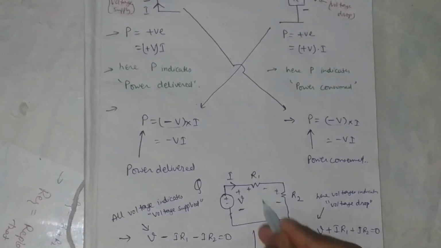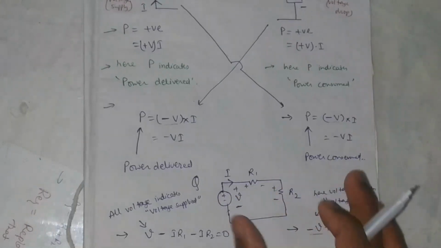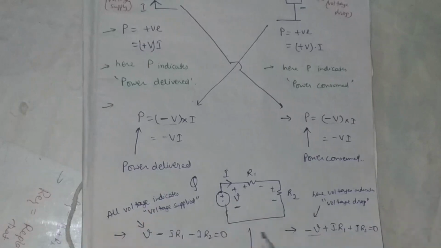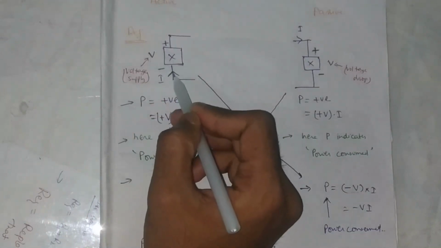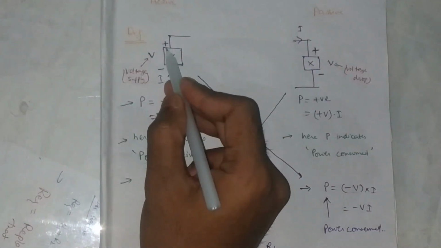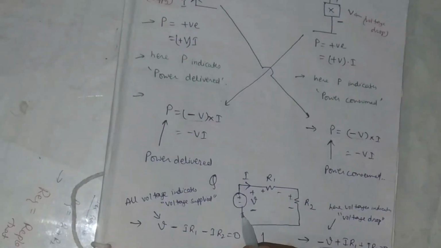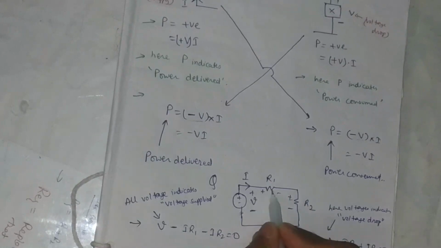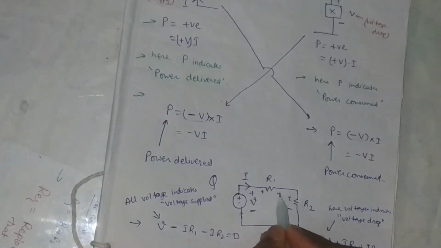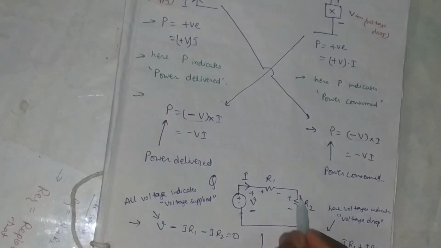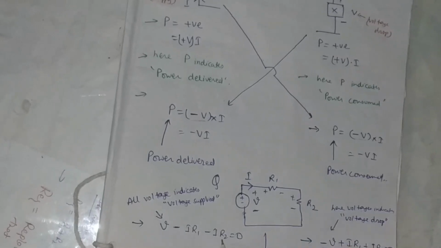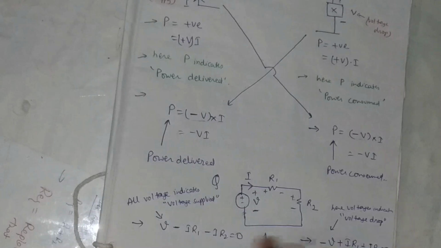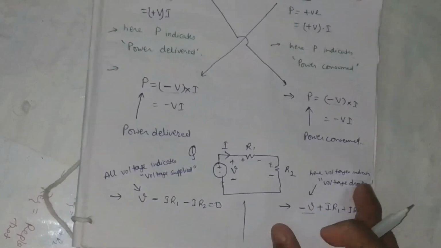The circuit will be the same, but what will the equation be if we write it in active sign convention? Here voltage is said to be positive when current exits from the positive side. As we see, current exits from the positive side, so plus V. Then here current exits from the negative side, so minus I into R1, and at last current exits from the negative side, so also minus I into R2 equals 0. Basically, both equations are the same but written in different conventions.